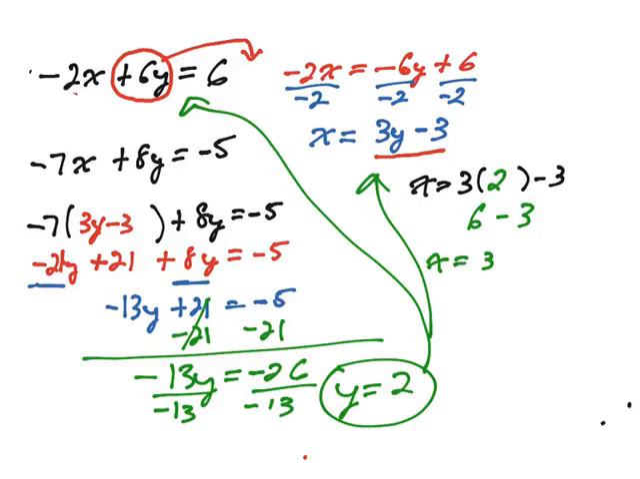So x equals 3. And then I put these together in an ordered pair. Remember, an ordered pair is always x comma y. Doesn't matter which variable you solve for first. It's always x comma y. So this answer here is 3 comma 2.